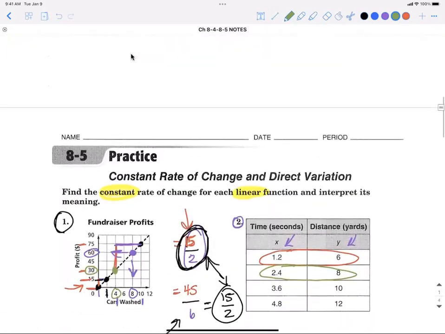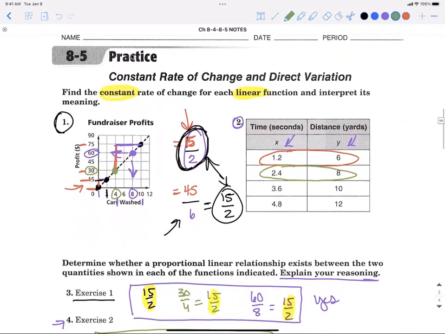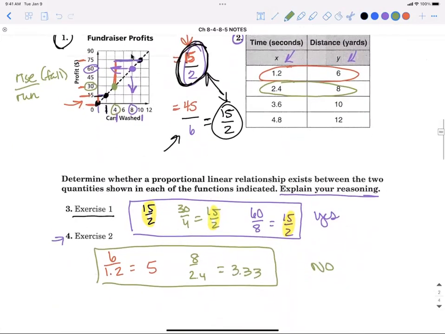And then on 8-5, you will have to again calculate rate of change just like earlier, by calculating your rise over your run. Or it could fall. In this case, it rose, the line went up, and we got a positive slope, which checks out. And then to find whether or not it's proportional, you just take several points from the line, set them up as ratios or as fractions, reduce them, and see if they match. If they match, it's yes. If they do not match, then it is no.